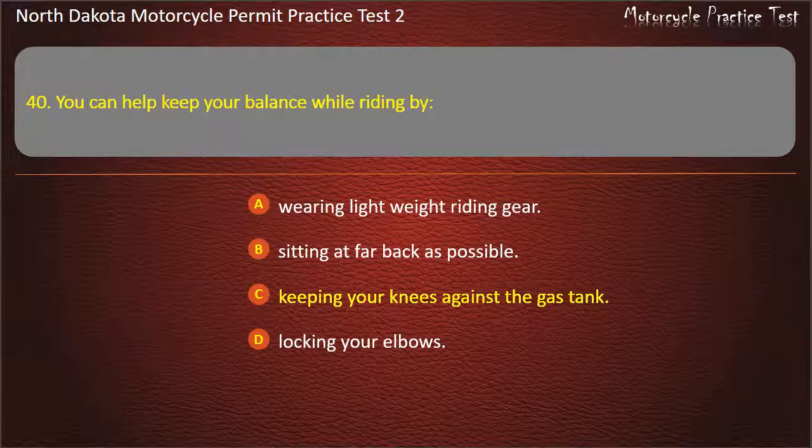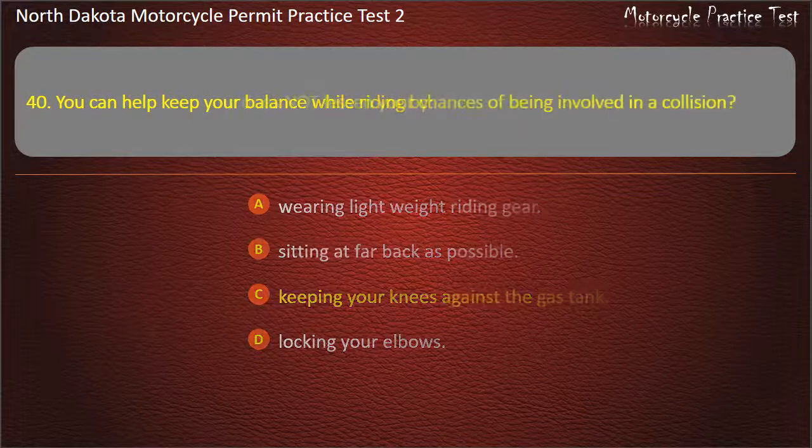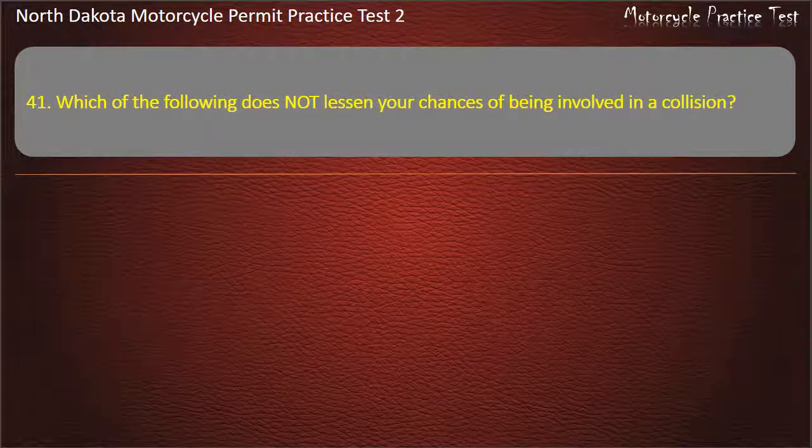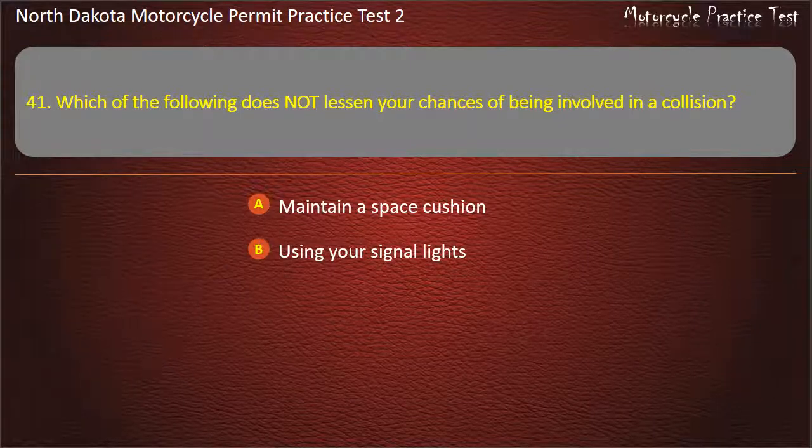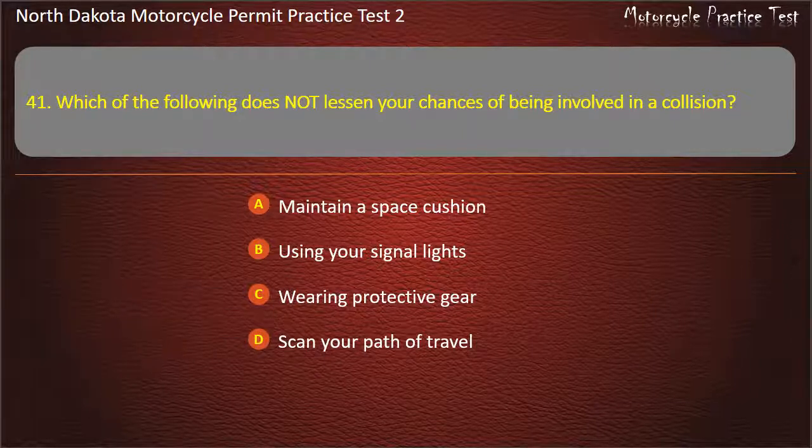Question 41. Which of the following does not lessen your chances of being involved in a collision? Maintain a space cushion. Using your signal lights. Wearing protective gear. Scan your path of travel. Answer: wearing protective gear.